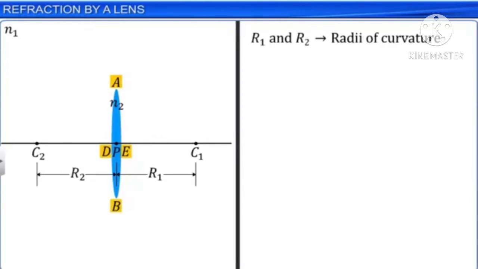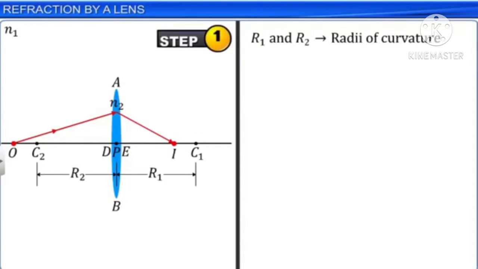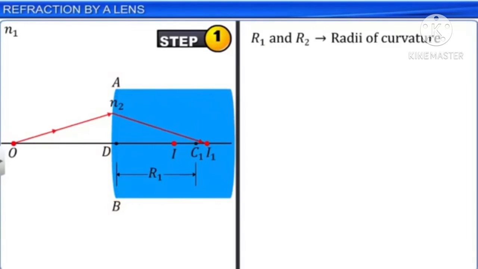The refraction of light through the lens can be split into two steps. In the first step, let us consider the refraction at the first spherical surface ADB. Because of this refraction, a real image of O would have formed in the second medium at I1. According to the Cartesian sign convention applicable for refraction at spherical surfaces, measurements are taken from the intersecting point of the spherical surface and the principal axis.